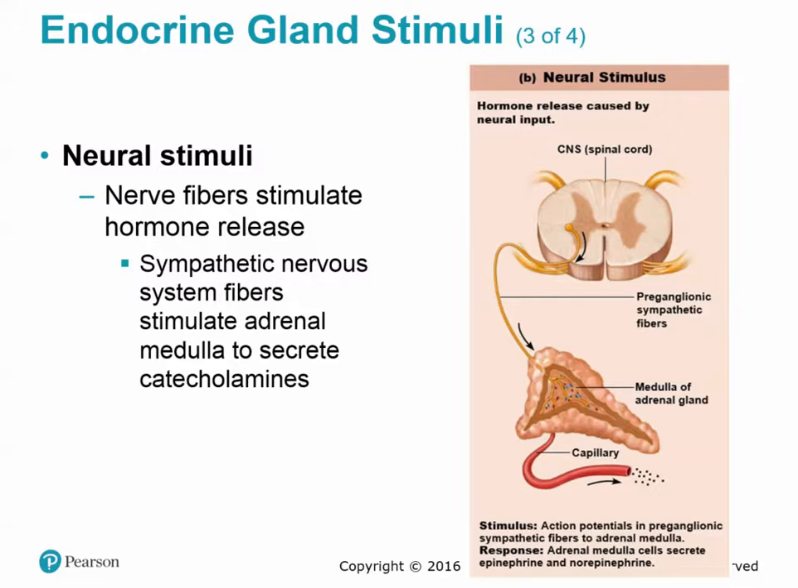Neural stimuli is another one. This would be stimulation from the nervous system, so the nerve fibers themselves are what's stimulating these endocrine organs. Typically it's the sympathetic nervous system that stimulates things like the adrenal medulla to secrete things like epinephrine. Remember from 2113, the sympathetic nervous system is your fight or flight. If you're in a life or death situation, it's going to stimulate these neurons to the medulla to secrete epinephrine.